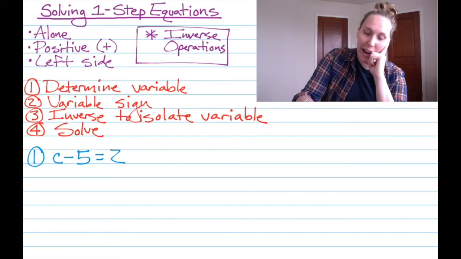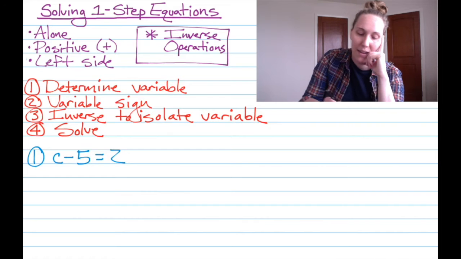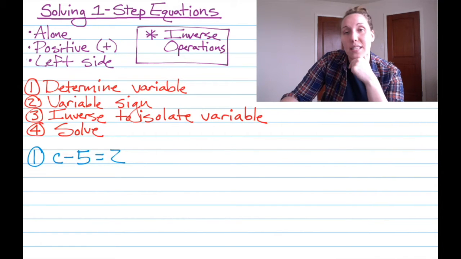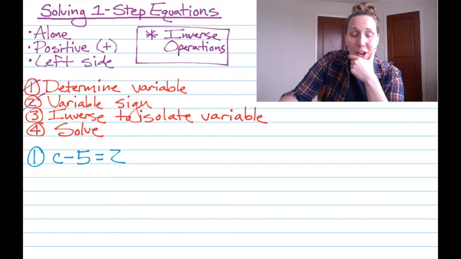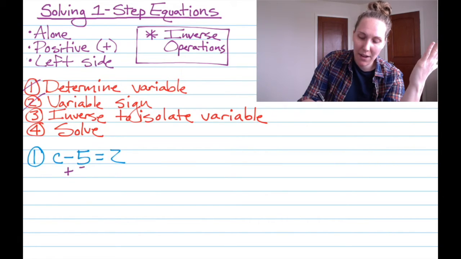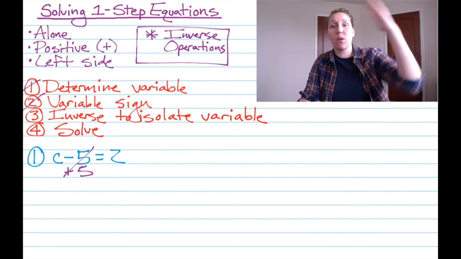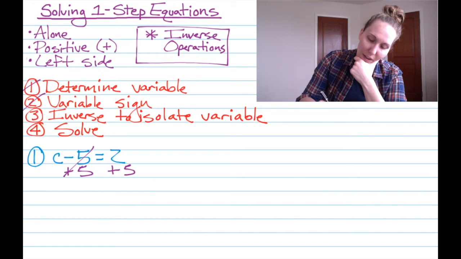Inverse operation to isolate the variable. So we are asking ourselves, I have to get it alone. How do I get rid of negative 5? It's right here, step 3. Inverse to isolate the variable. So we already did 1 and 2. We can't check off 3 yet. So what's the opposite of minus 5? Add 5. That's going to cancel that out, but if I do it to the left side of my equation, I have to do it to the right to keep it balanced. Add 5, and C equals 7.